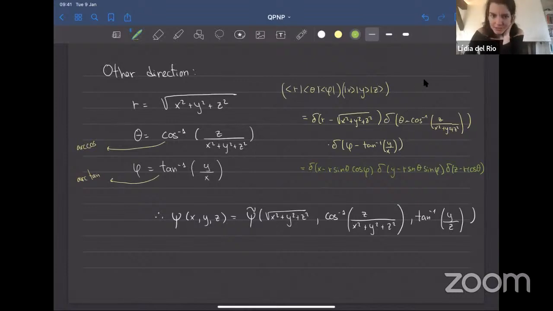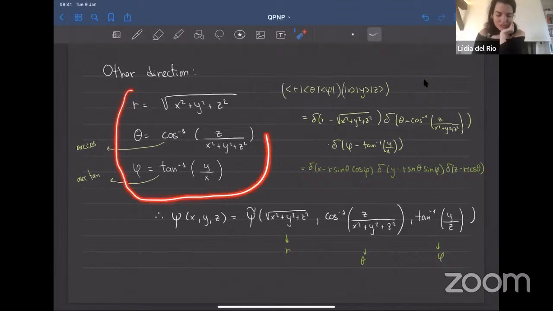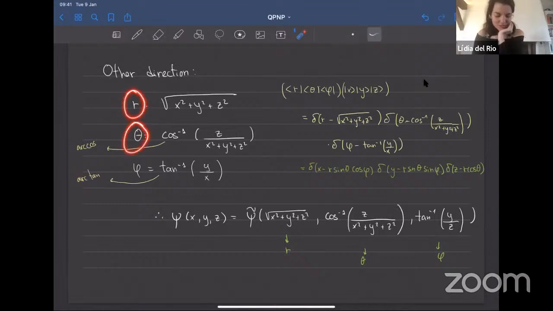Okay, let's restart. So as I was saying, to go in the other direction, to go from the wave function of r, theta and phi to the wave function in terms of x, y, and z, it's the same thing. So we just write this coordinate change in the other way. So it's the same equations, but now we just isolate different variables. These are the ones we're interested in.